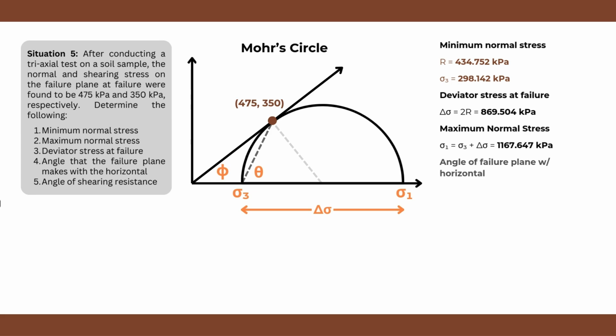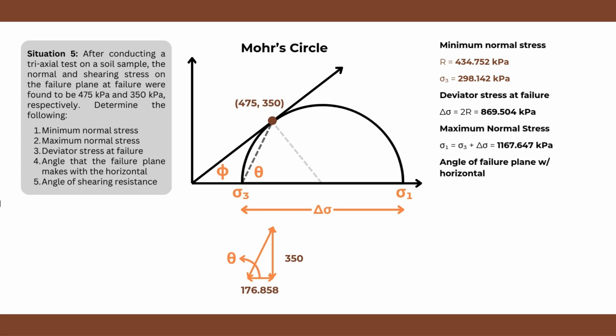Sa angle of failure plane, looking at the slope formed from sigma sub 3 to 475, 350, pwede tayo bumuo ng right triangle. Then para malaman yung value ng angle, gamitan lang natin to ng trigonometry. Separating the triangle from the figure, we know that the height of the triangle is 350 and the base naman can be determined by subtracting the minimum normal stress from 475. Applying that, yung value ng base natin is approximately 176.858.